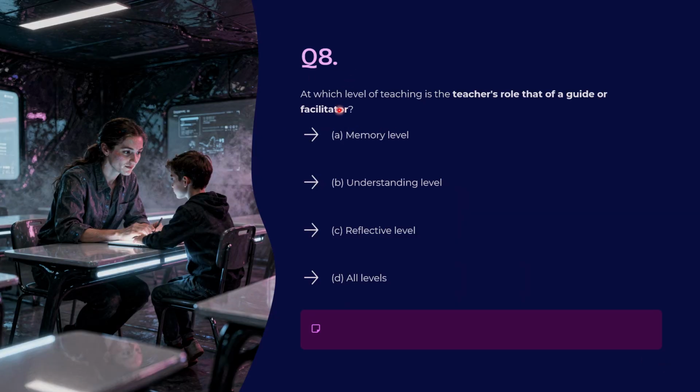Next is question number 8. At which level of teaching is the teacher's role that of a guide or facilitator? A. Memory level, B. Understanding level, C. Reflective level, D. All levels. So the correct answer is option C, reflective level. At the reflective level, the teacher does not simply provide answers. Instead, the teacher guides learners to discover answers independently. This learner-centered approach promotes deeper learning.